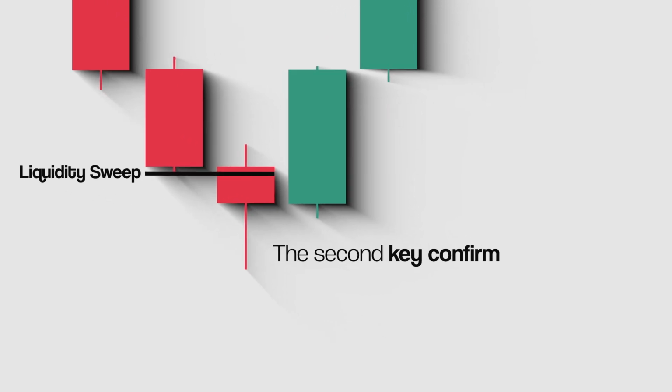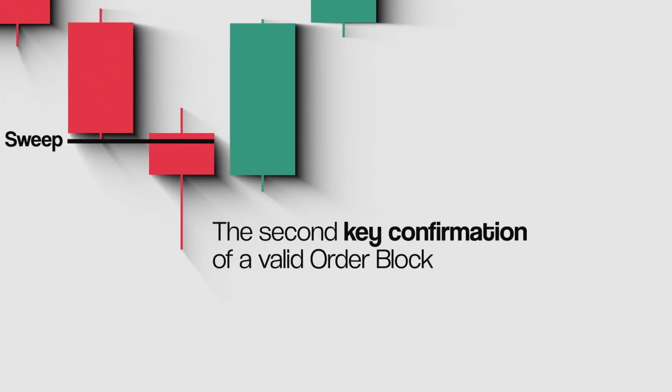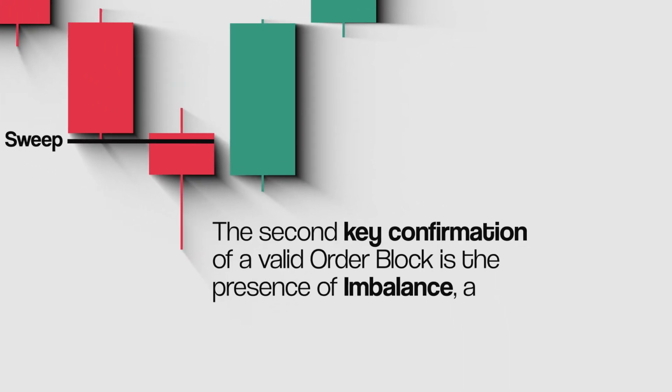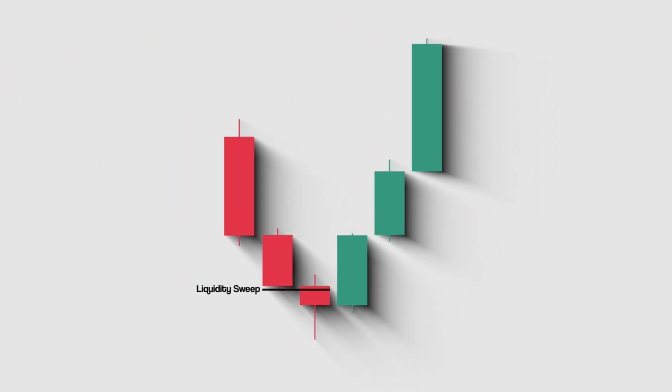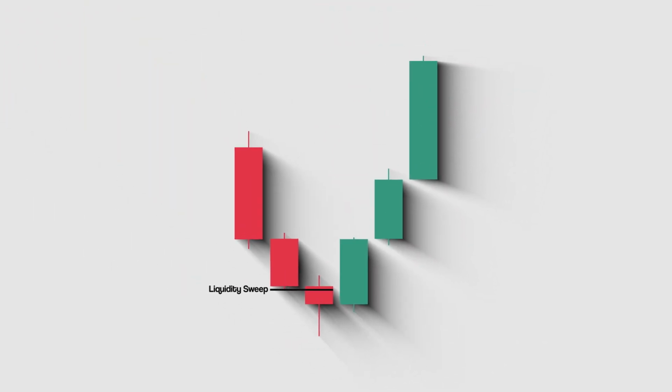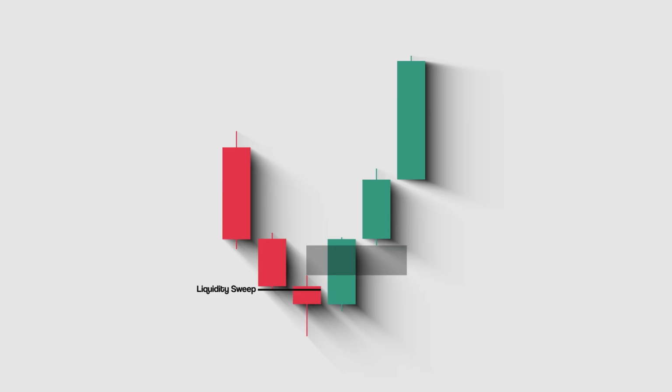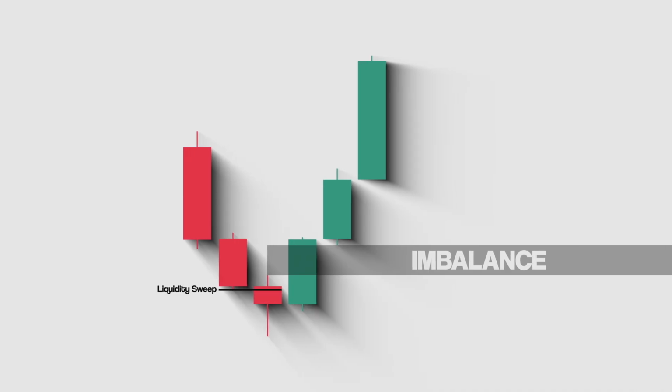The second key confirmation of a valid order block is the presence of imbalance, also known as inefficiency. Immediately after the liquidity sweep, price should reverse aggressively and move upward with clear impulsive strength. When price accelerates this fast, it creates an imbalance, a zone where buying and selling pressure were not equal.